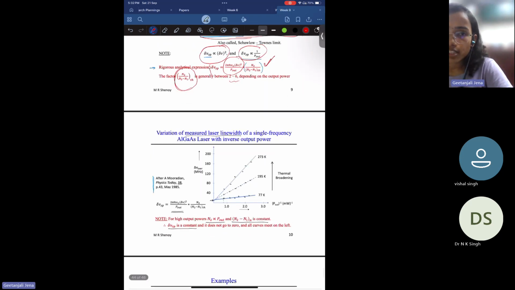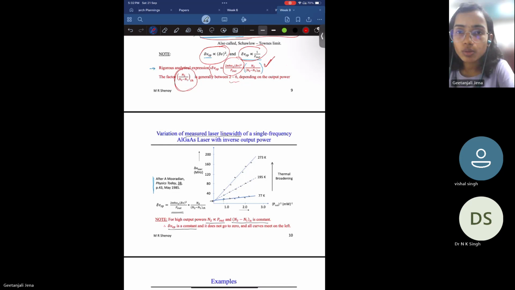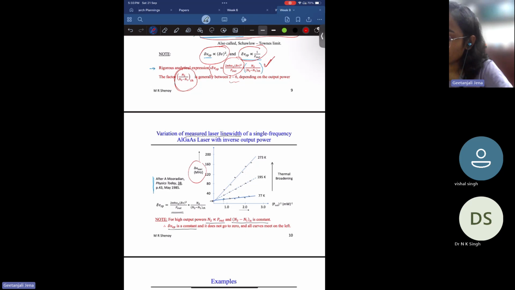So let us see some graphical variation of the system. This is the graph between delta nu laser versus the power output, sorry, 1 by P output. So this should be a linear curve because delta nu is inversely proportional to P. And if you see, the curve is almost linear.